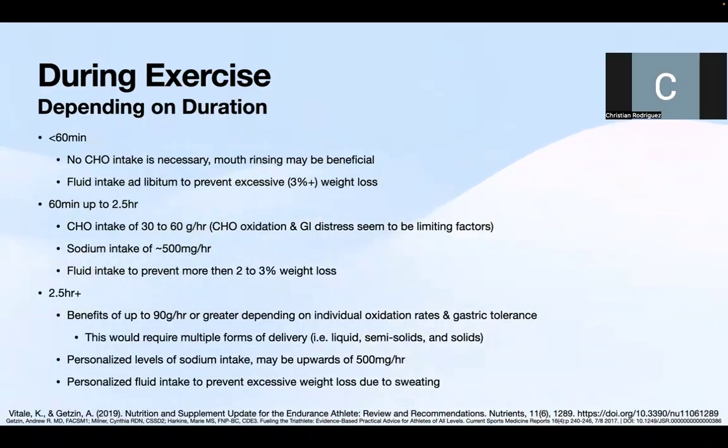In that 60 minutes to 2.5 hour range is generally when we start seeing that 30 to 60 grams per hour, which is generally recommended for most endurance exercise. The limiting factor there is just going to be personal oxidation rates. Usually we see about 1 gram per minute, but also GI distress, whether the gut is trained or not to even have 60 grams per hour. Some athletes that may not have been training with carbohydrates during their training mesocycle may only be able to achieve about 30 grams per hour.